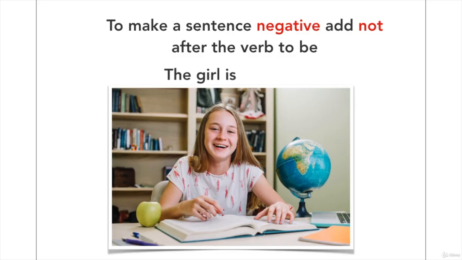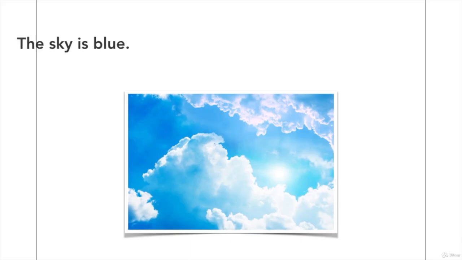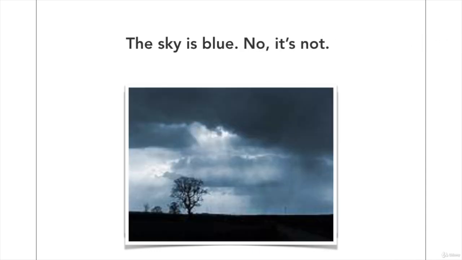To make a sentence negative, add not after the verb to be. The girl is reading. The girl is not reading. The children are playing. The children are not playing. The sky is blue. No, it's not. It's not blue. It's gray.